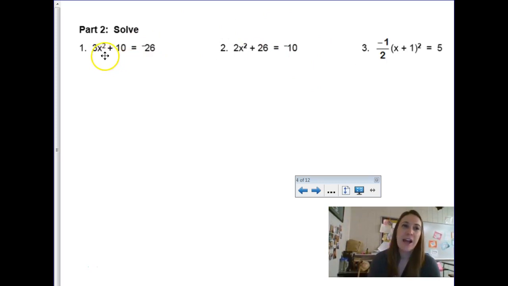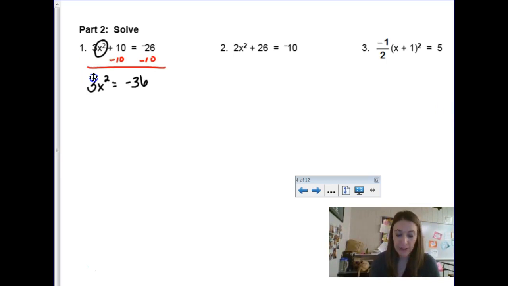Alright, so here I notice that there's just one variable in the entire problem, and that indicates to me that the method of solving this quadratic would be the square rooting method. So I'm going to isolate the thing that's being squared. I'm going to start by subtracting 10, and I end up with 3x squared equals negative 36, and I'm still not isolated, so one more step to isolate. I'm going to divide by 3. So now I have x squared equals negative 12.